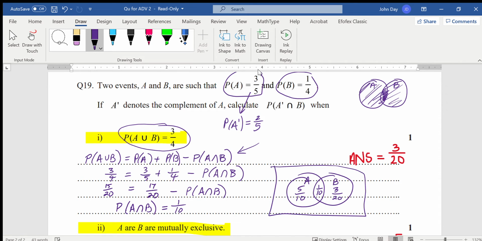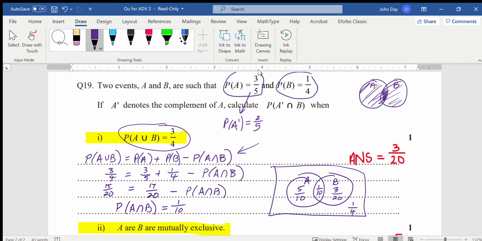You could even find out what's left out there, because if you make them all out of 20, we've got 10 out of 20 and 2 out of 20. That's 12 out of 20, and 3 out of 20. That's 15 out of 20. So there's 5 out of 20, or a quarter, outside of everything in order to add up to 1.